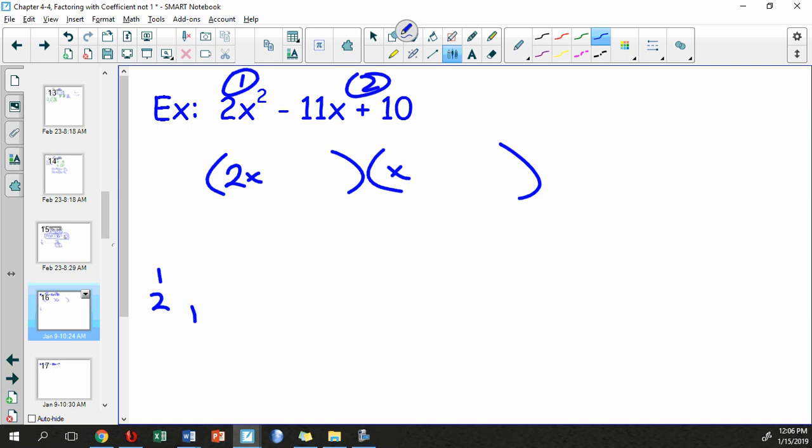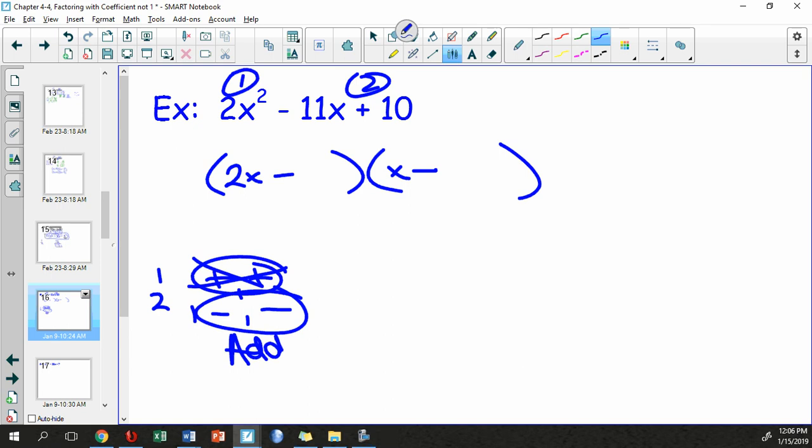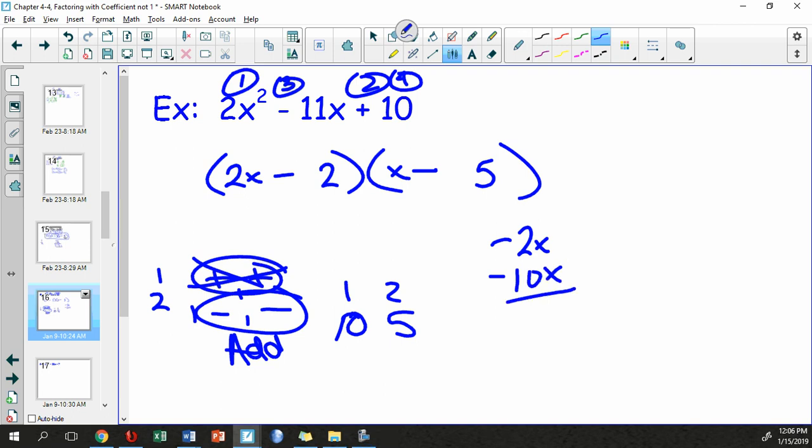Next, I need to have a positive outcome. So that means my signs are going to be plus, plus, or minus, minus. Which one am I going to choose? Minus, minus. So that means I'm going to add. What are all my factors of 10? 1 and 10, 2 and 5. And what did I tell you to use? Closest ones. So if I go ahead and put the 5 here and the 2 there, inner gives me a negative 2x, outer gives me a negative 10x to give me a negative 12x.